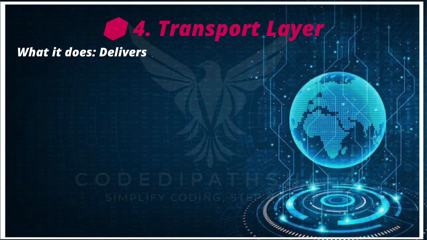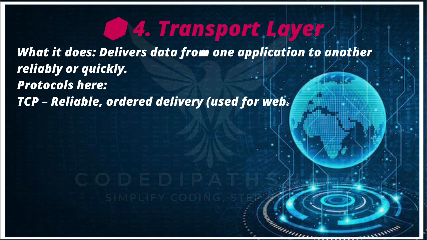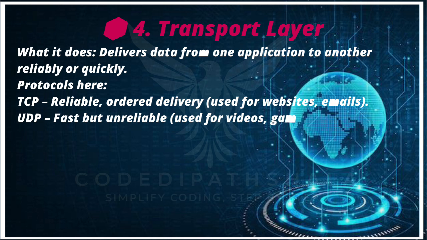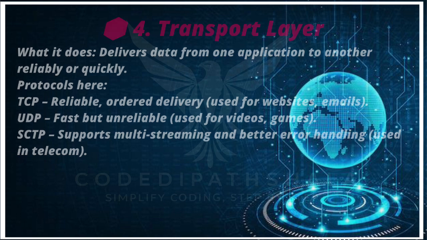4. Transport layer. What it does: delivers data from one application to another, reliably or quickly. Protocols here: TCP, reliable, ordered delivery used for websites, emails. UDP, fast but unreliable, used for videos, games. SCTP supports multi-streaming and better error handling, used in telecom.